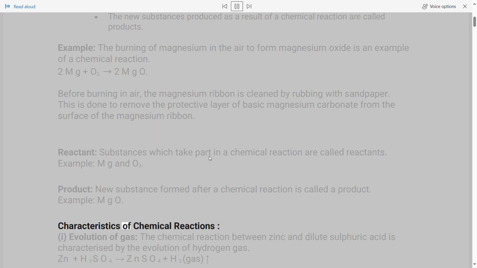Characteristics of chemical reactions. 1. Evolution of gas. The chemical reaction between zinc and dilute sulfuric acid is characterized by the evolution of hydrogen gas. Zn + H2SO4 → ZnSO4 + H2 gas.